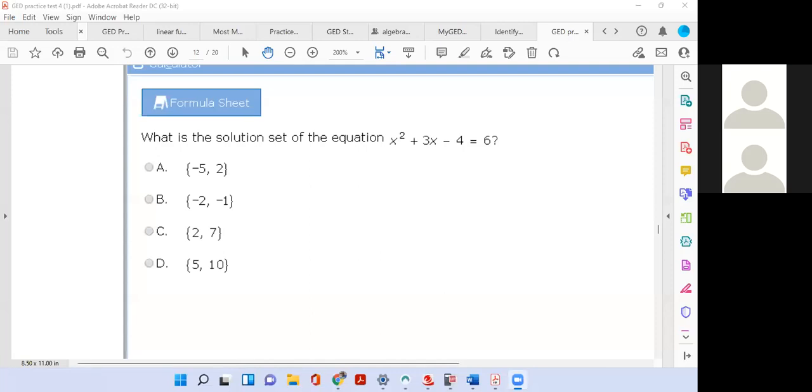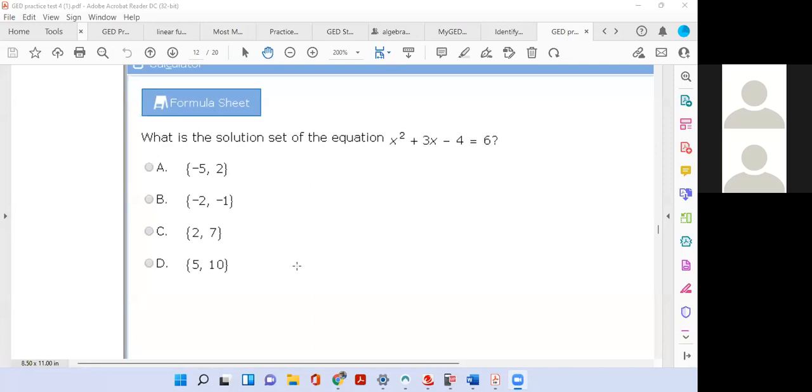Yes. Okay, so it says, what is the solution set of x squared plus 3x minus 4 equals 6? First of all, let's see if you can give me the answer first. I'm gonna give you 3 minutes. What is the solution set of the equation x squared plus 3x minus 4 equals 6? Is it minus 5 and 2? Is it minus 2 and minus 1? Is it 2 and 7? Or is it 5 and 10?